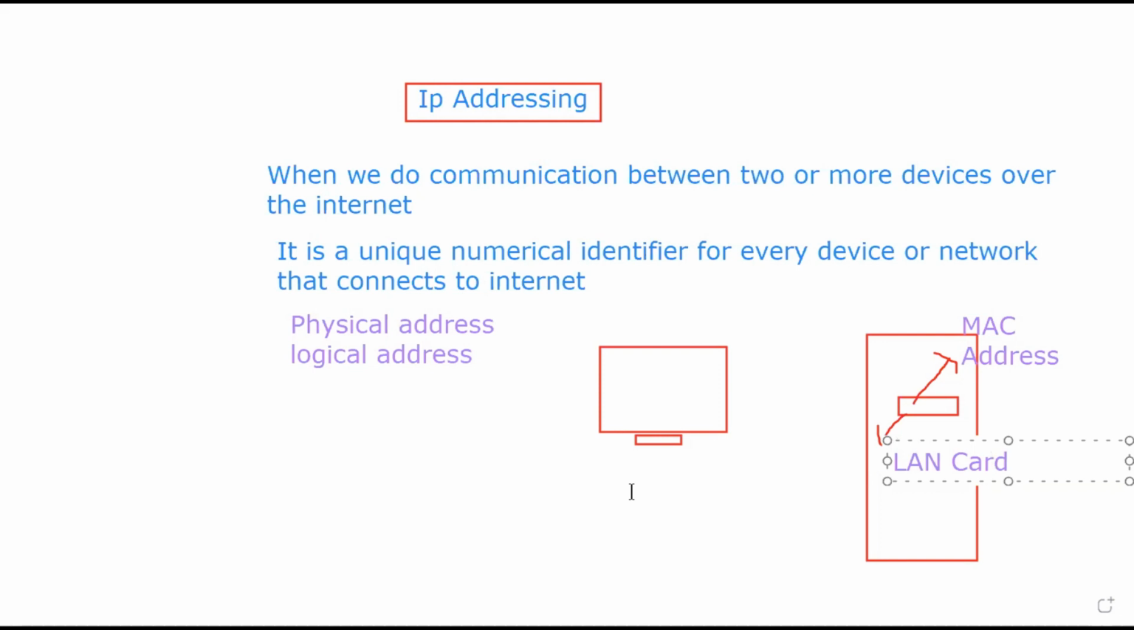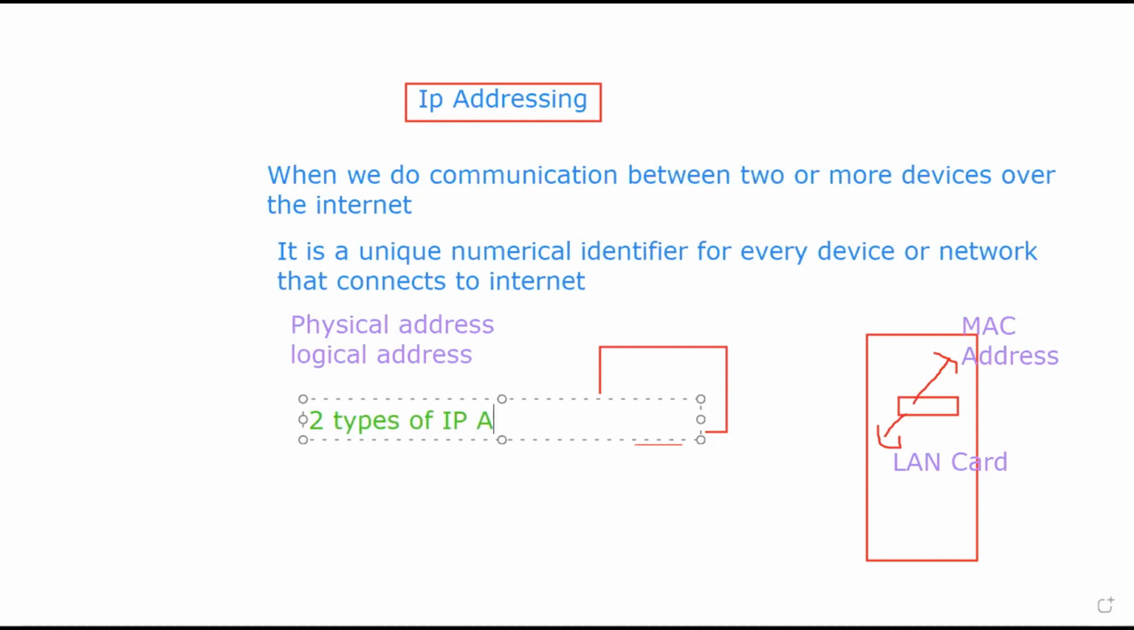We also have two types of IP address. First is IPv4 and second is IPv6. Today we will discuss the IPv4 version.